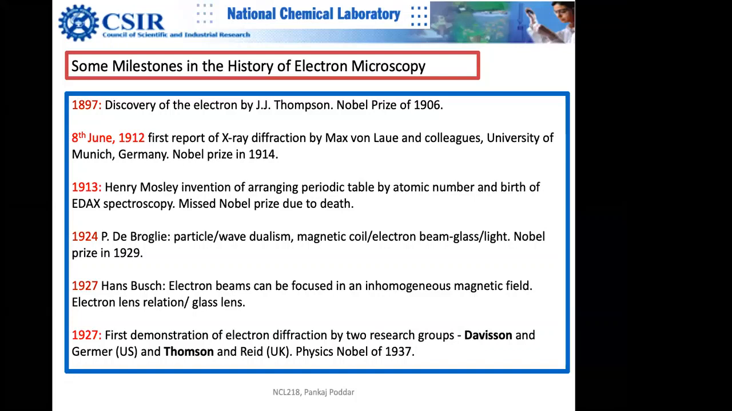I think all of you are aware of that. The father and son Bragg basically solved the crystal structure, right? And that was another Nobel Prize. Von Laue basically proved that X-rays can diffract.